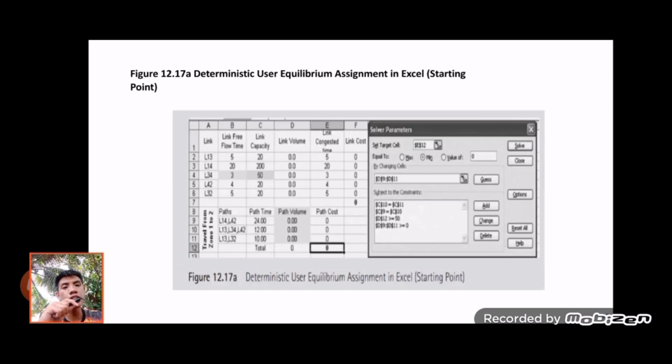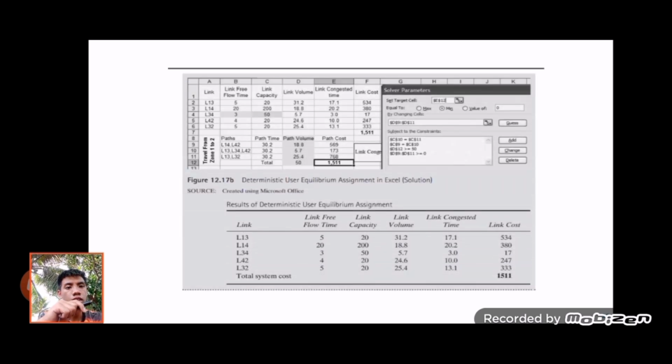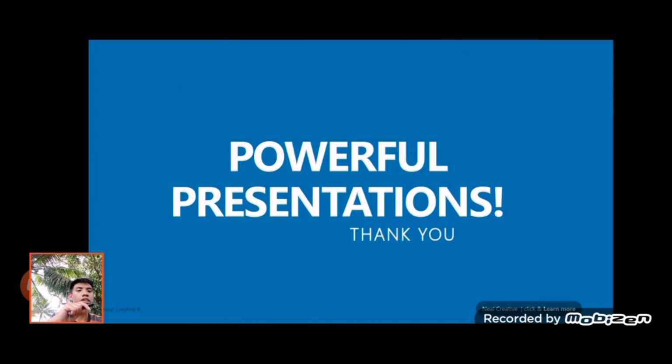In Figure 12.17, a deterministic user equilibrium assignment in Excel is the starting point. Below Figure 12.17 is the result of the deterministic user equilibrium assignment. And that's all. Thank you.